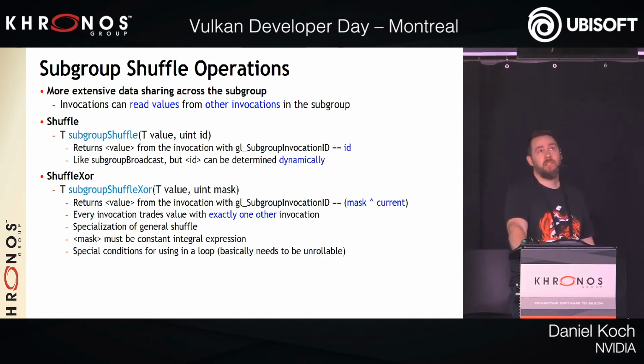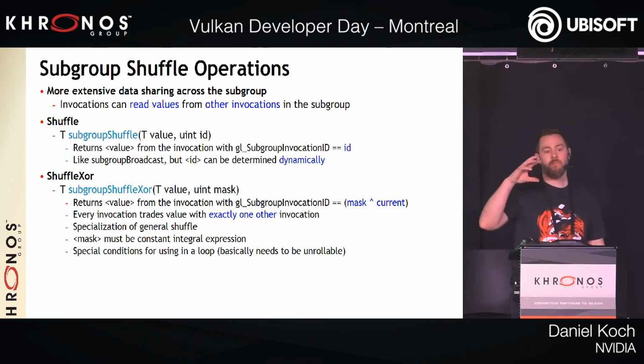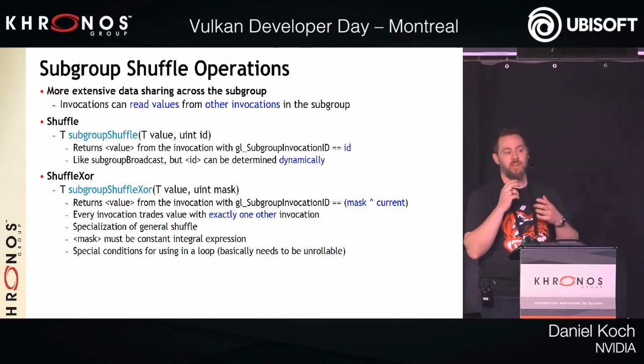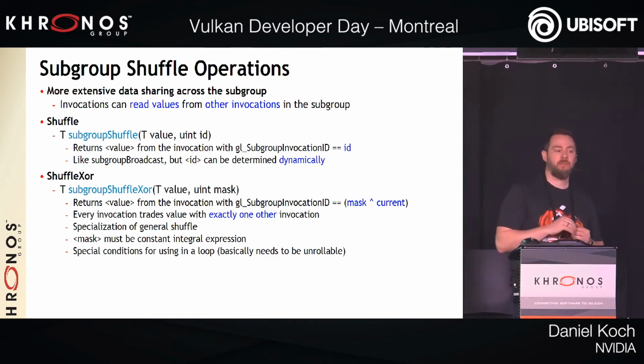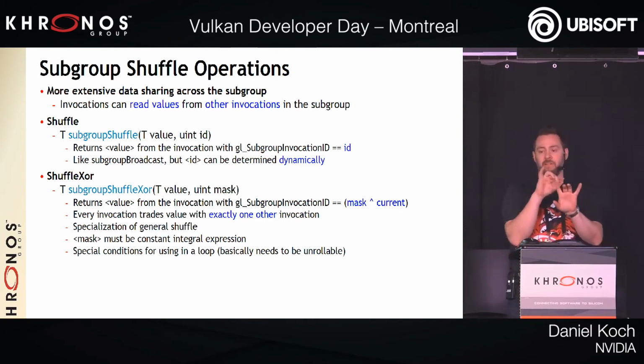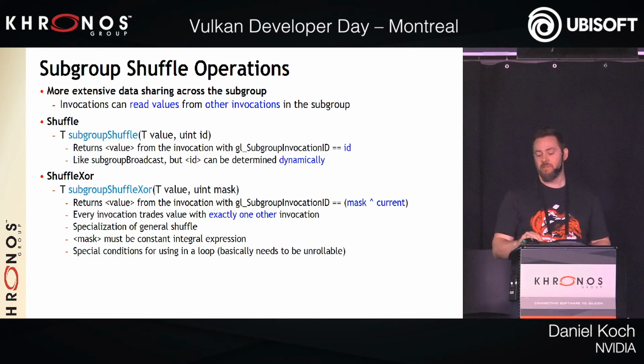There are some special conditions if you want to use these in a loop. It's often common that you may need to do a loop based on the powers of 2 to do some operation. If you want to swap all your data for some reason, perhaps if you're doing some sort of sorting or something like that. But if you want to do it in a loop, then essentially it needs to be an unrollable loop. So you need to meet the conditions for that.